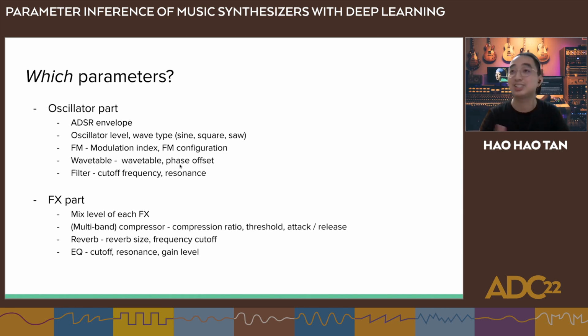And for effects, it's a wild west because we can have all kinds of parameters in our effects. But the most important one would definitely be your mix level, basically the dry/wet knob for your effects. And then just for some examples, for a compressor, you have a compression ratio, threshold, attack, release. For reverb, you have your reverb size. For EQ, you have your bandwidth, your gain level, your cutoff. Basically, you have lots and lots of parameters that you can actually model.